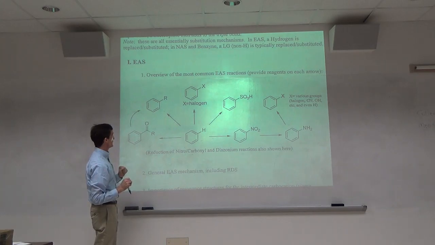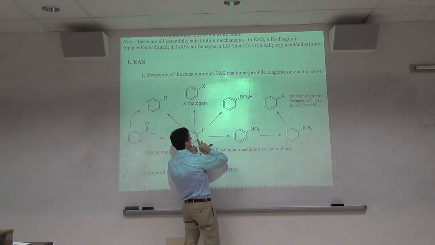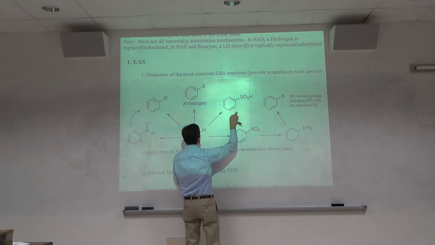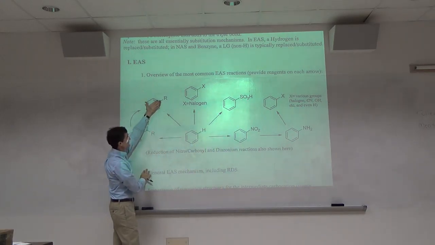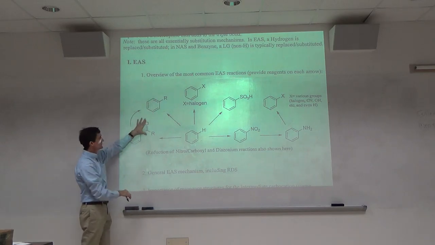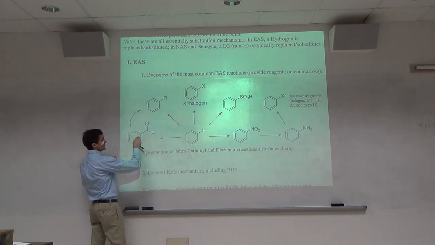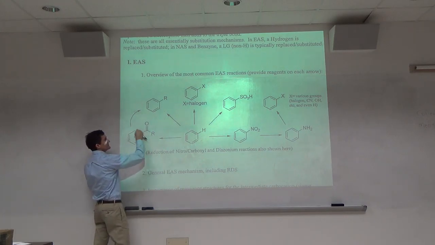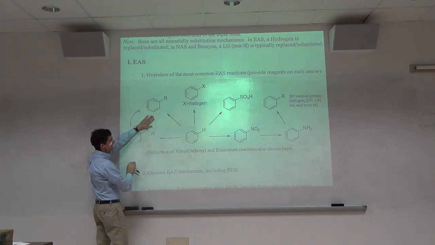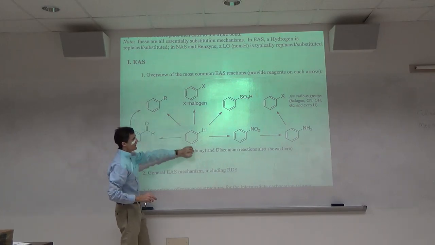We'll see other things. We'll nitrate benzene. We can put a sulfonic acid group on benzene, halogen. We can put a carbon group, like a methyl or a propyl. We can put ketones. Once we do some chemistry, we'll then see we can convert ketones to the R group, that is, remove the oxygen. Becomes an R group with one more carbon.